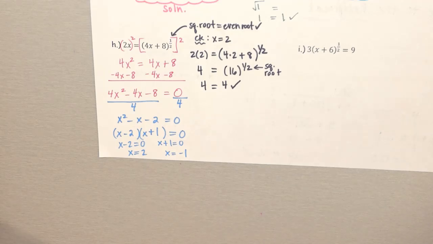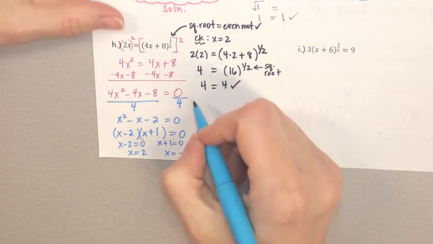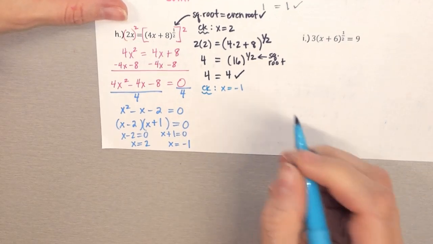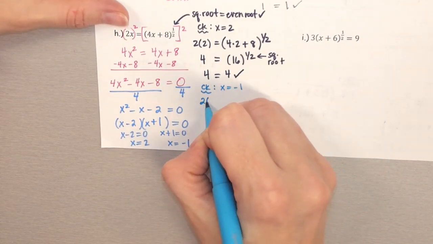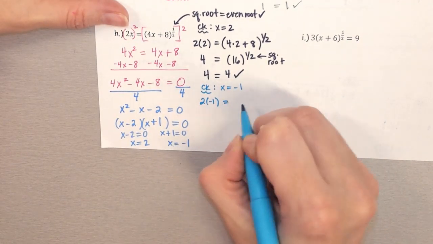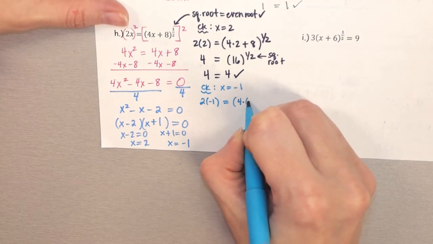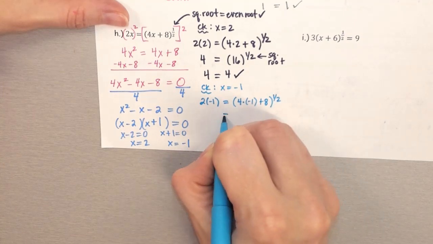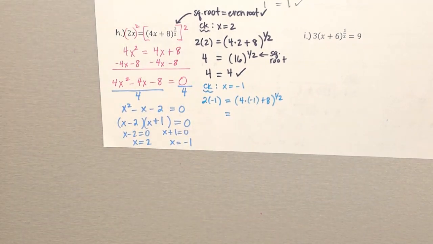Okay, let's see if our other solution is going to check. Okay, so you have 2 times negative 1 equals 4 times negative 1 plus 8 to the 1/2. Okay, let's see if you guys can write out your proper steps for your check. I've written these notes out 3 times today, so you guys can write it out 1 time.